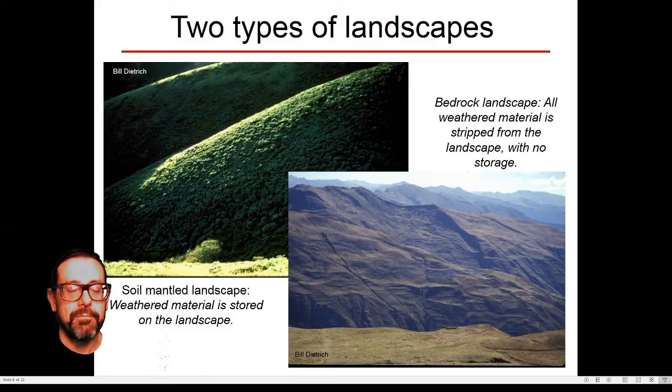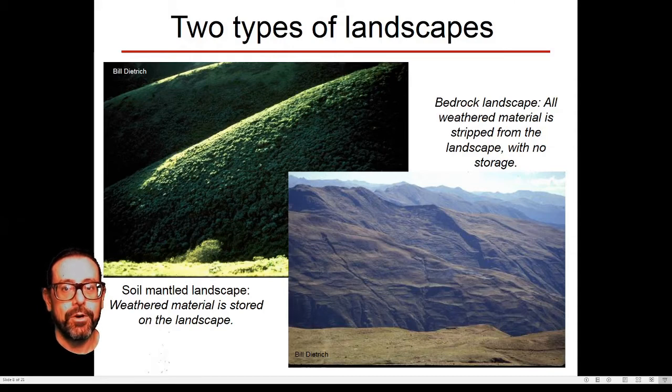It's useful in thinking about mass continuity concepts applied to landscapes to divide the landscapes into two general types. One is a soil mantled landscape. In a soil mantled landscape, it is one where we have weathered material that is stored on the landscape. And so the bedrock in this landscape is everywhere covered by soil. That is weathered material that builds up on the surface of the bedrock to a sufficient thickness to cover the bedrock everywhere.